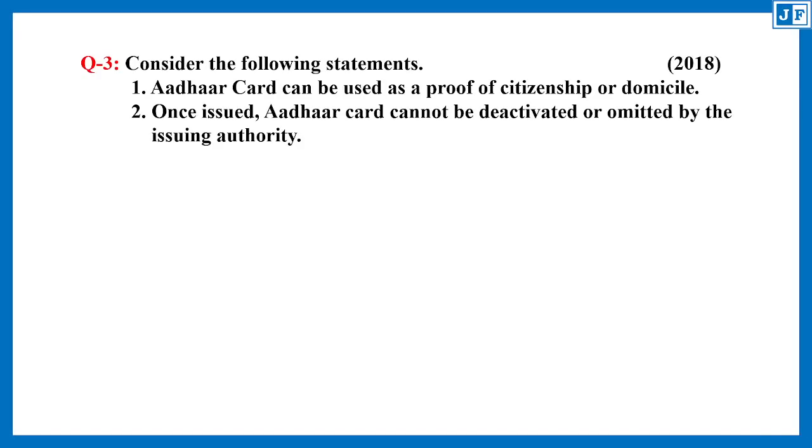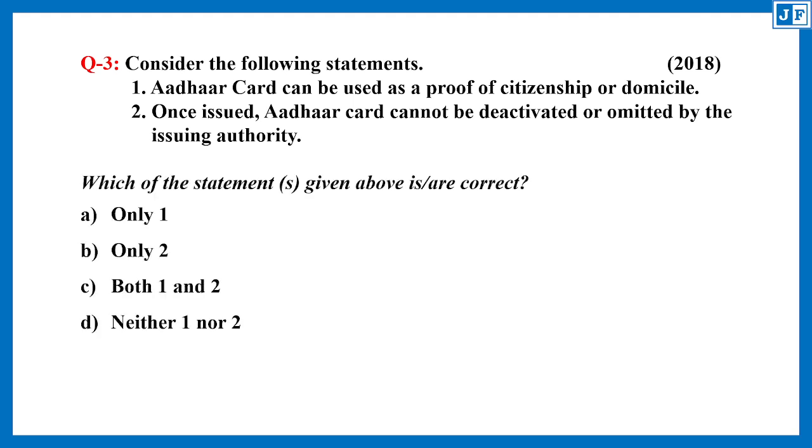Moving to our next question, consider the following statements. Number 1, Aadhaar can be used as a proof of citizenship or domicile. Number 2, once issued, Aadhaar card cannot be omitted by the issuing authority. Our options are only 1, only 2, both 1 and 2, neither 1 nor 2. The question was asked in 2018. It is about Aadhaar card. Our correct answer is D, neither 1 nor 2.